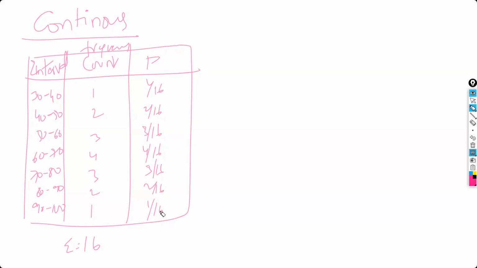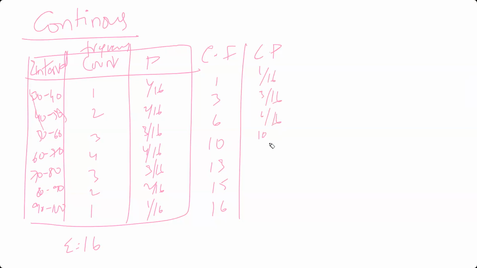Next, if I have to calculate the cumulative frequency: 1, 3, 6, 10, 13, 15, 16. This is called cumulative frequency, meaning 30 to 40, 30 to 50, 30 to 60, 30 to 70, 30 to 80, 30 to 90, 30 to 100. Next, cumulative probability: 1/16, 3/16, 6/16, 10/16, 13/16, 15/16 and 16/16. This is called cumulative probability.